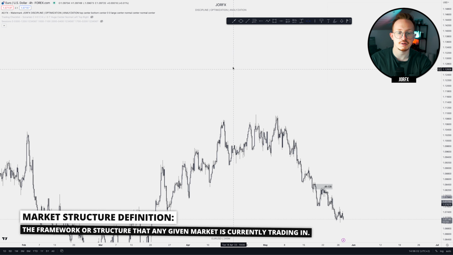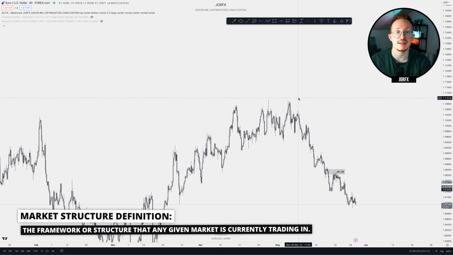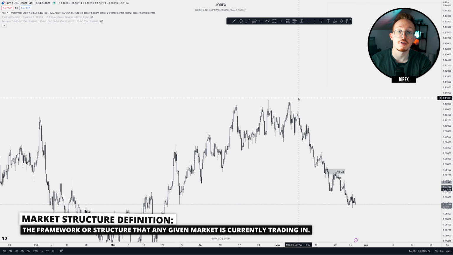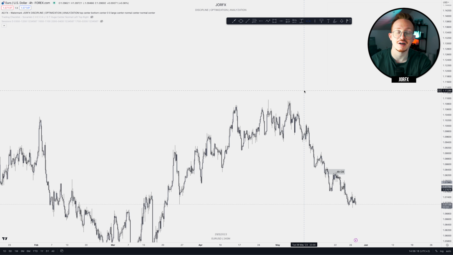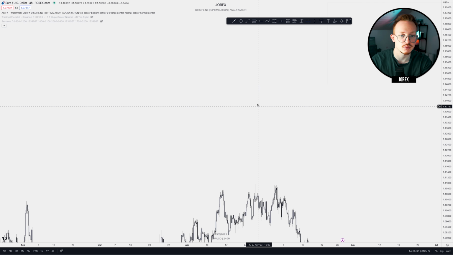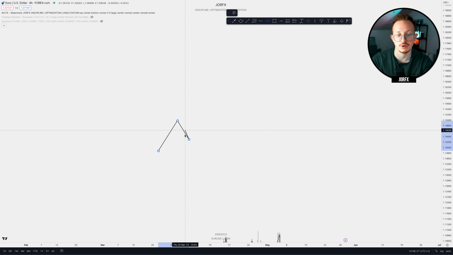So what is market structure? Market structure is basically the way the market is forming and you are following that way based on its structure. So it is highs and lows, it is higher lows, lower highs. And based off this, you will know which way the market is trending. So let's get into it real quick. This is your high and this is your low.